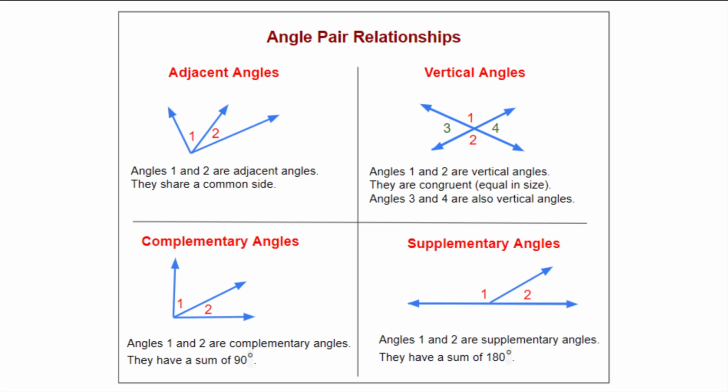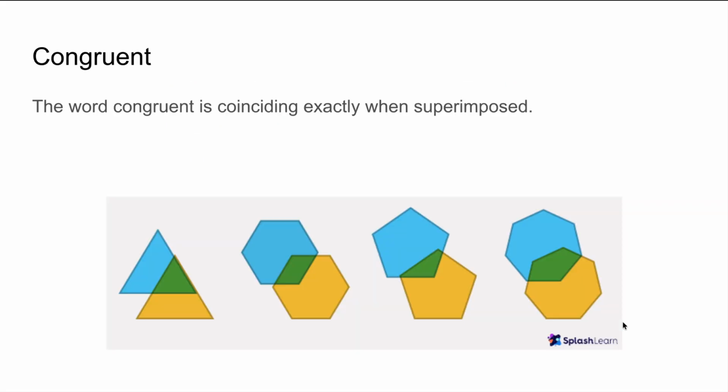So we have two lines that are intersecting, and 1 and 2 are across from the same vertex, and so they are vertical. And then 3 and 4 are also vertical. And the one thing that we know for sure is that vertical angles are equivalent. So 1 and 2 are equal in their degrees, and 3 and 4 are equal in their degrees. Complementary, we talked about this earlier, add to 90. Supplementary angles, they are adjacent and they add to 180.